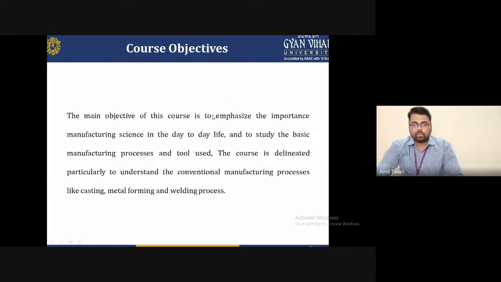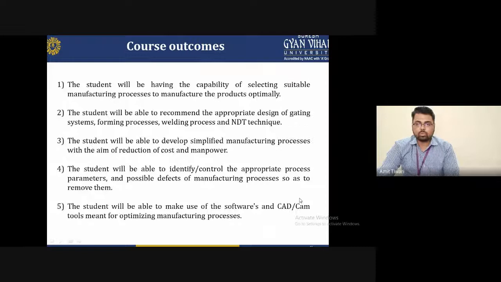The main objective of this course in manufacturing technology is to emphasize the importance of manufacturing science in day-to-day life, and to study the basic manufacturing processes and tools used. The course is designed particularly to understand the conventional manufacturing processes like casting, metal forming, and welding processes. The course outcomes are as follows. At the end of the series you will be able to understand the following points.